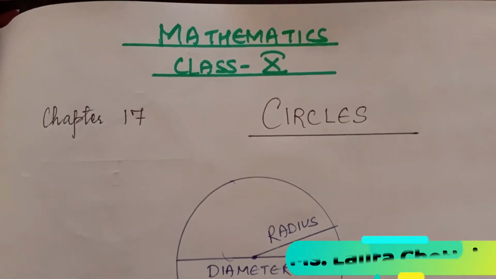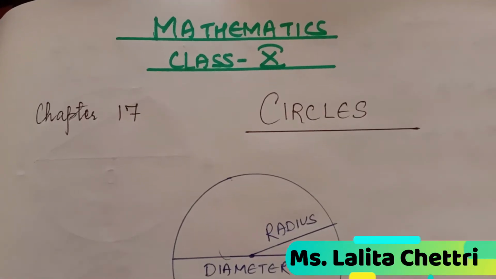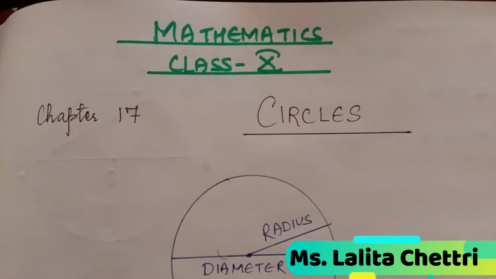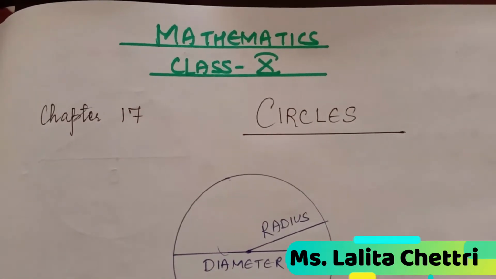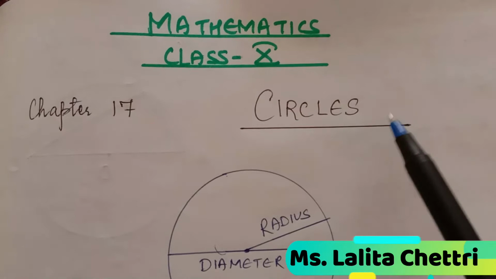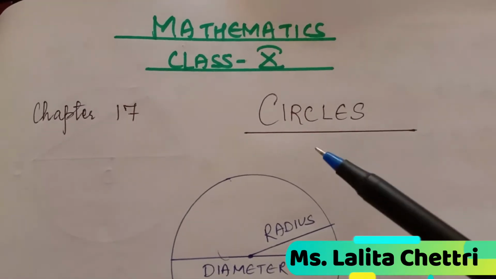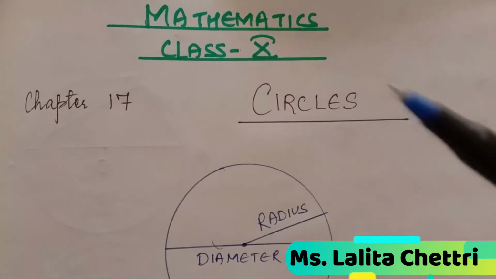So today I'm going to start a new chapter, circles, on page number 244. This is the geometry part. The second chapter, similarity, we have already done. So the second one is circles.